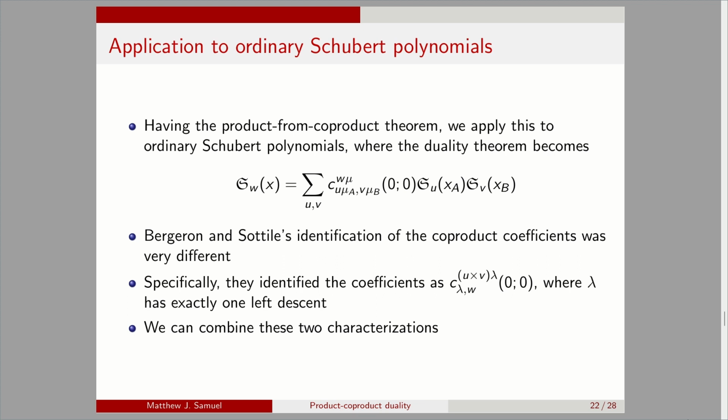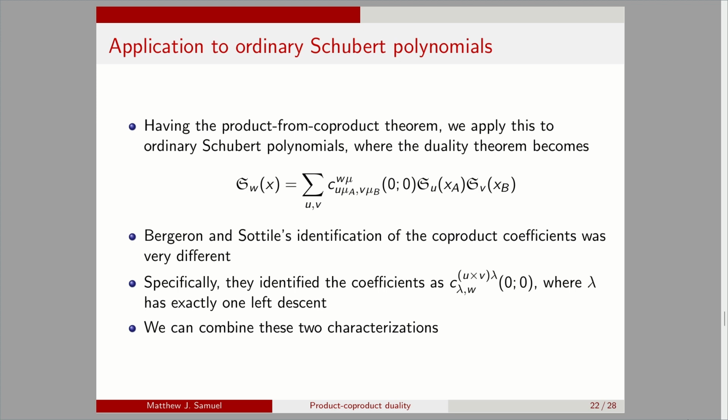So this product from coproduct theorem is easier to apply to ordinary Schubert polynomials. So we write the duality theorem for ordinary Schubert polynomials with zeros in place of y and z. So the equation is shown on the slide. S_w of x is equal to the sum over appropriate u and v, c^{w}_{mu A u, mu B v} of 0, 0, times s_u of x_a times s_v of x_b.